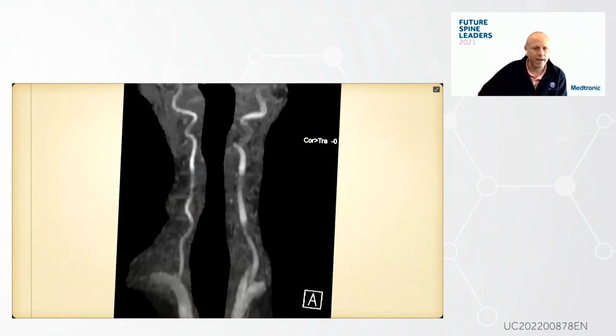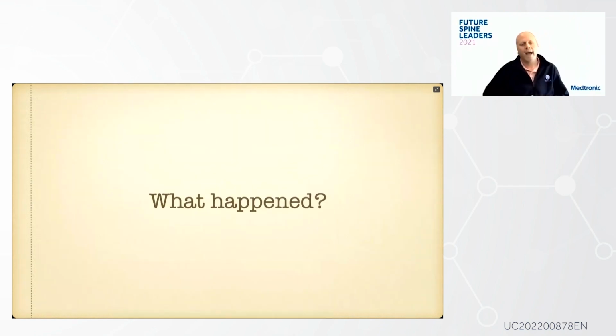This is an MRA done postoperatively. You can see that there's been a cutoff or less contrast in the left vertebral artery. What happened here? It was a failure of the surgeon to recognize an anatomic variant and then act accordingly.